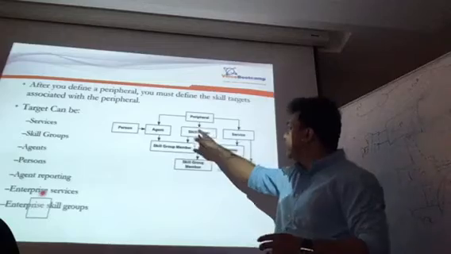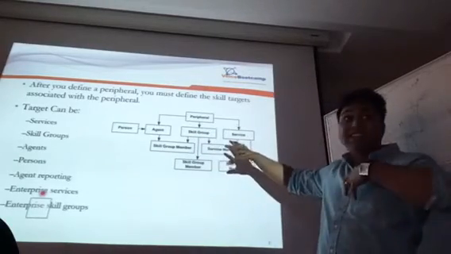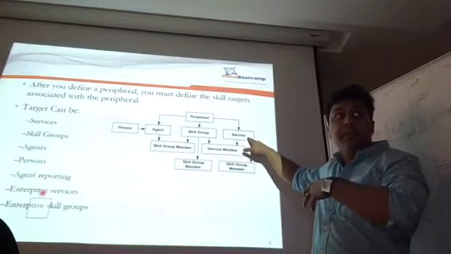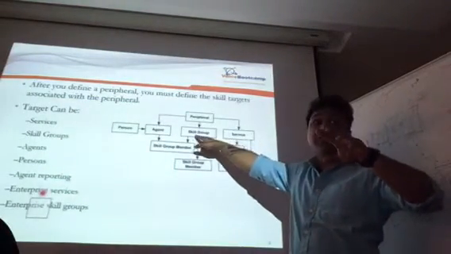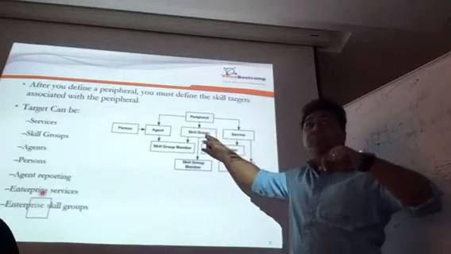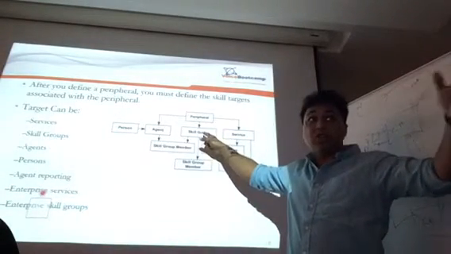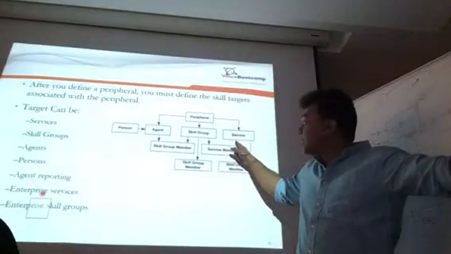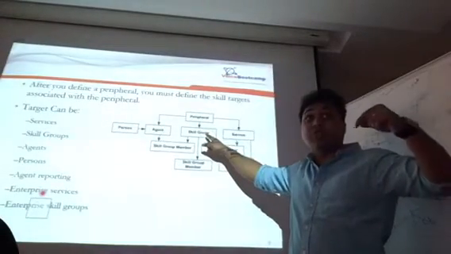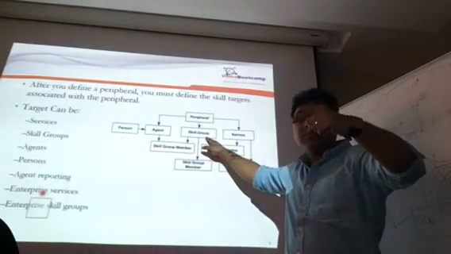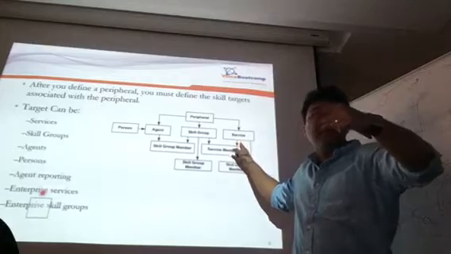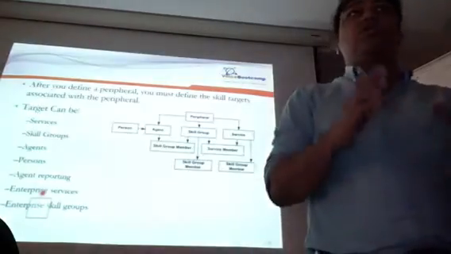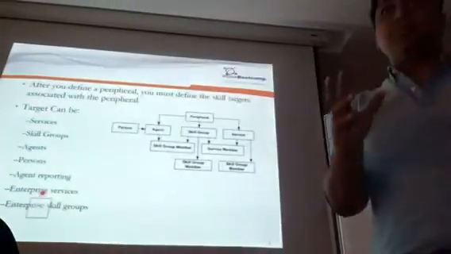An agent can be a member of a skills group, or a member of a service. Now what's the difference between sending calls to a skills group and a service? In the skills group, if an agent is available, the call goes to the agent. If the agent is available in a service, the call will go to the agent. But if the agent is not available, you have the option to queue the call in the skills group, but not in a service. If the agent is not available, you're going to get a fast busy. So that's one of the major differences between those two.